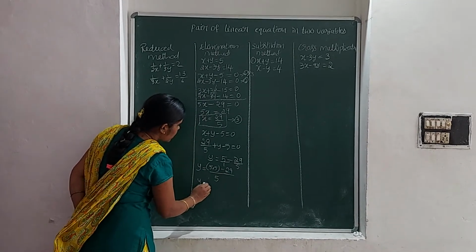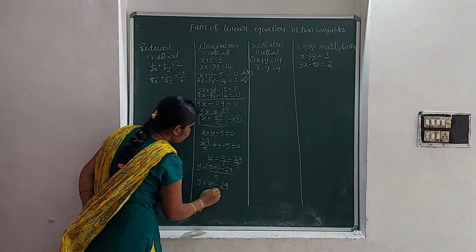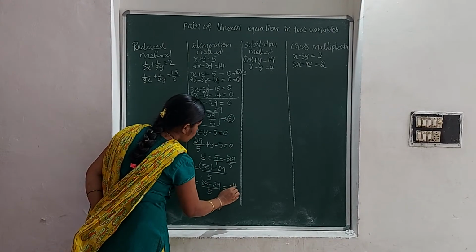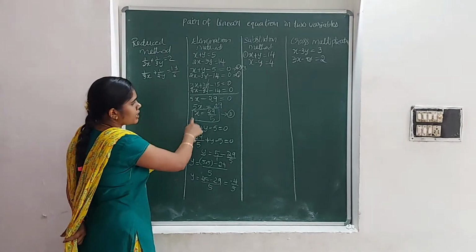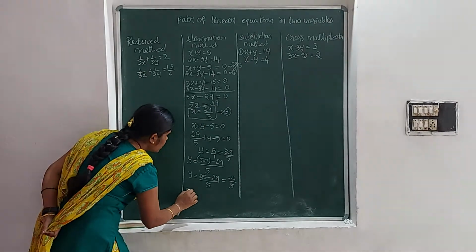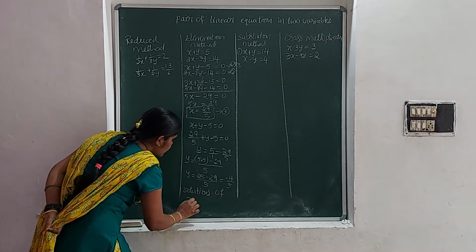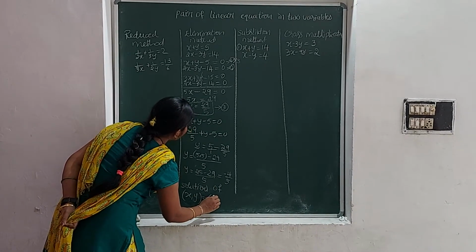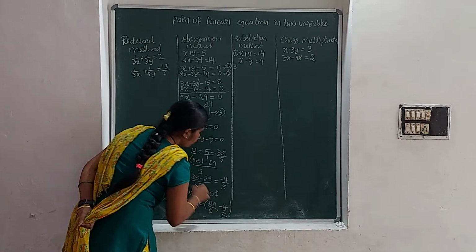So now y is equal to 5 fives are 25 minus 29 divided by 5. If you simplify this, it is minus 4 by 5. So the solution of y is minus 4 by 5 and the solution of x is 29 by 5. You have to write the solution of x comma y as 29 by 5, and the other one is minus 4 by 5.